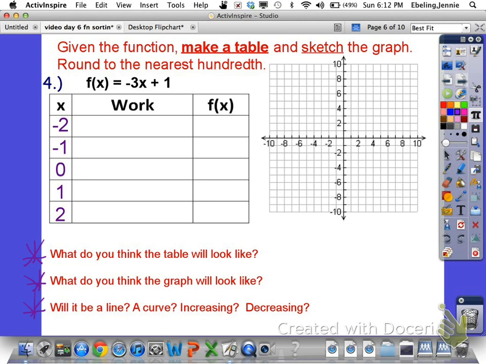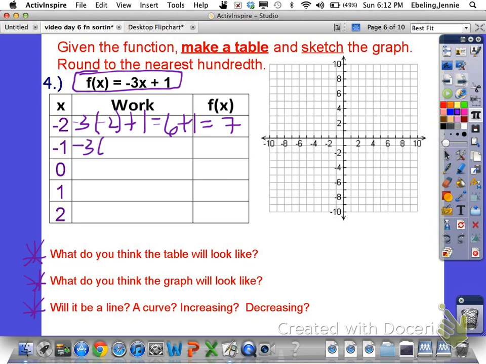All right, problem number 4, we want to do a table. We already have the given domain of -2, -1, 0, 1, and 2, and so we just plug those in one at a time. -3 times -2 plus 1, and yes, you'll show it to me in table format so it is organized. Do the multiplication first. -3 times -2 is 6. 6 plus 1 is 7.